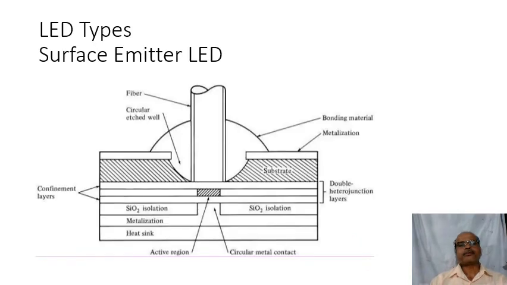So different types of LED structures are generally used. First is the surface emitter LED. This is the structure of a surface emitter LED. So this optical fiber is inserted in a circular etched well, and a double heterojunction layer is formed here. Also SiO2 isolation, metallization contact, and a heat sink are provided. This is called a surface emitter LED.